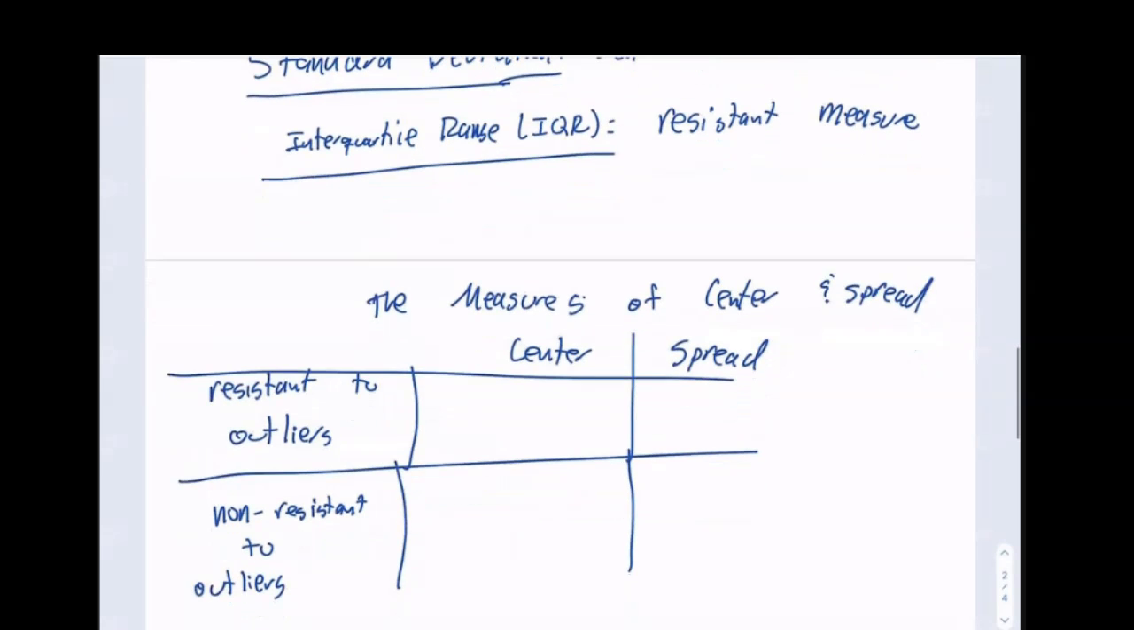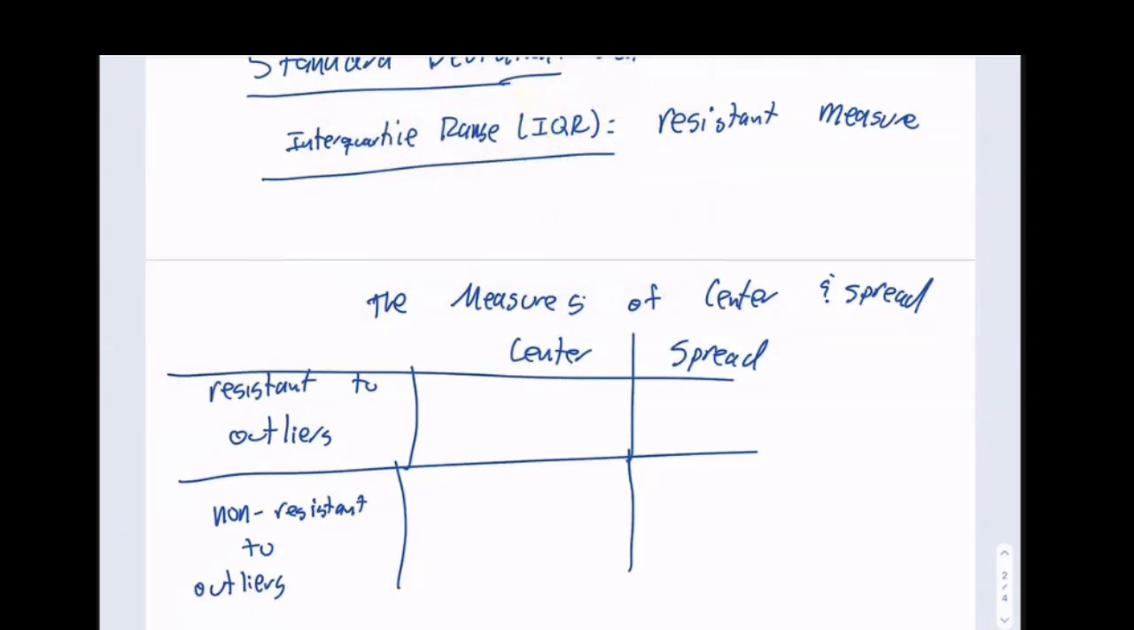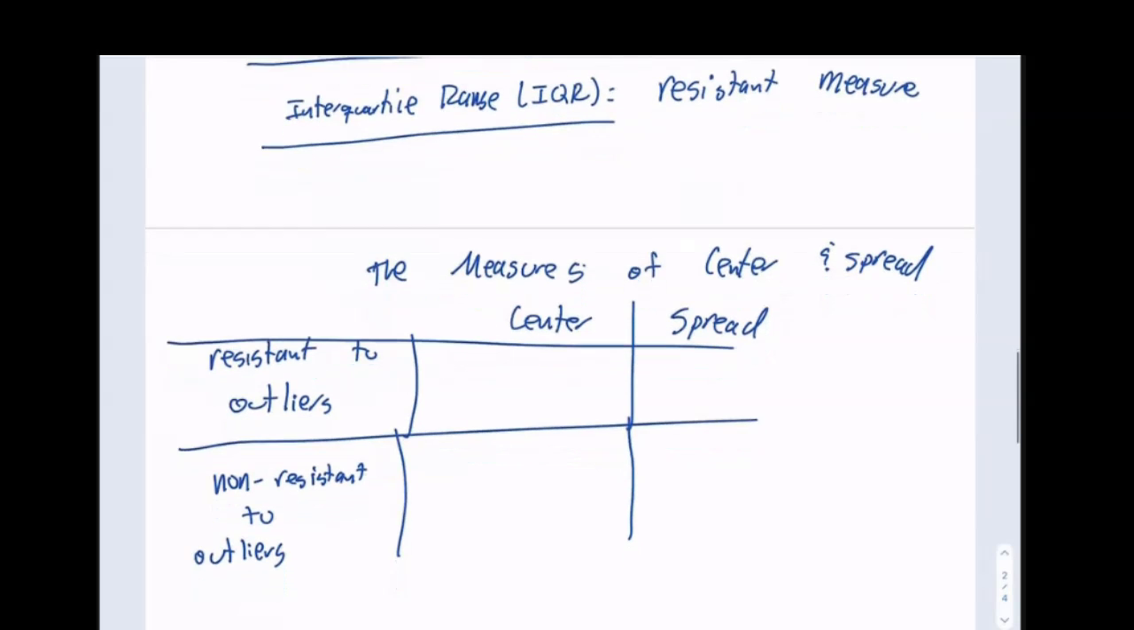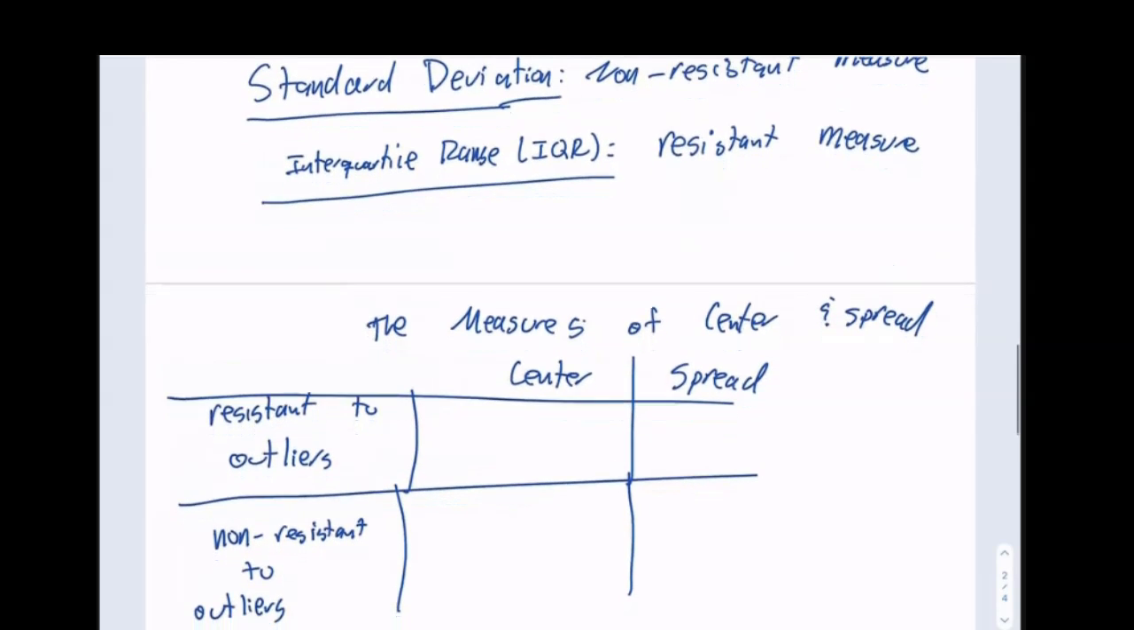Which measures of center and spread are resistant to outliers? What two measures are resistant to outliers? Mean and standard deviation? You get them backwards. Resistance means you put up a fight. Means that you don't go over. It's median and interquartile range.